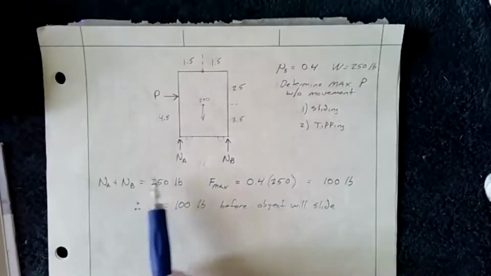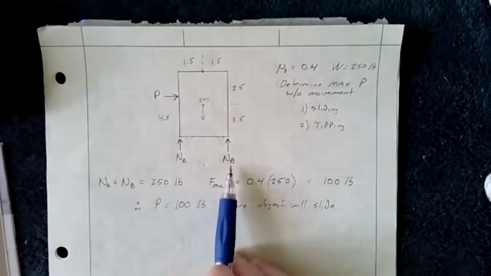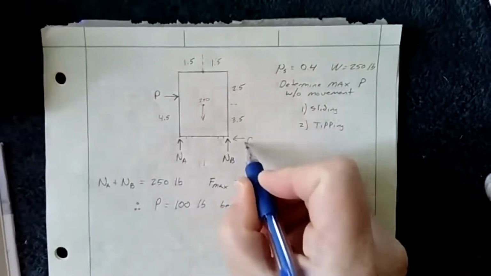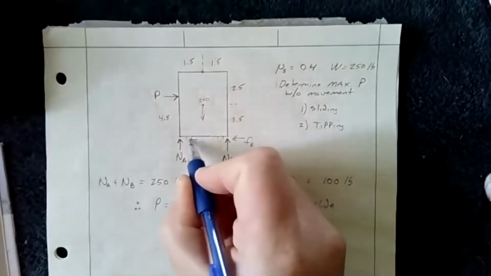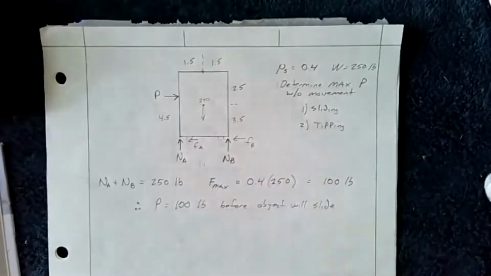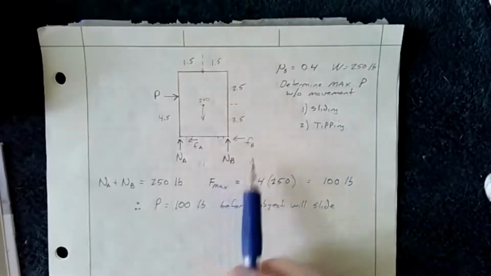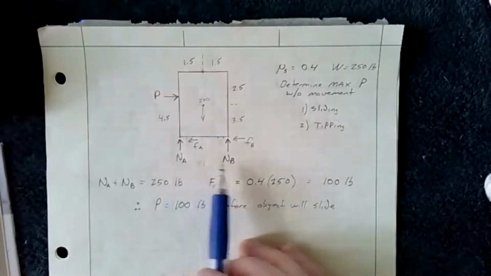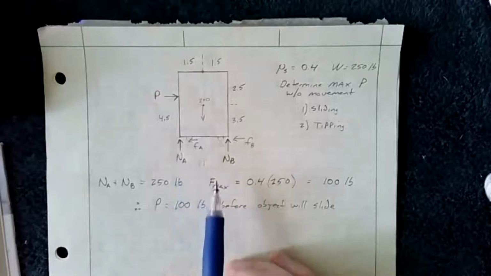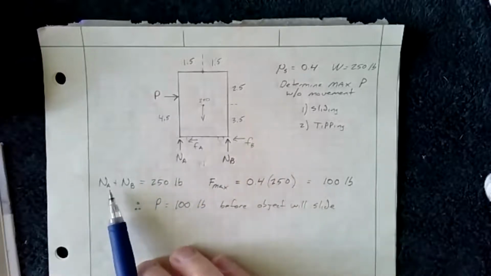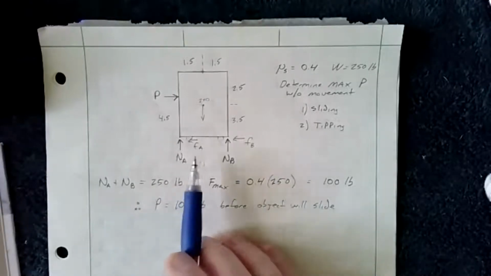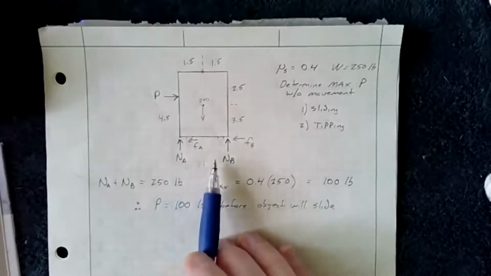So let's look at our free body diagram. We know we have a normal force at A, normal force at B. We also have friction force at B and friction force at A. Now, we can model this system in this context as N_A and N_B being one normal force, meaning that if you add the total weight of it, the normal force at A and B is going to be 250 pounds. The differentiation is an important point.